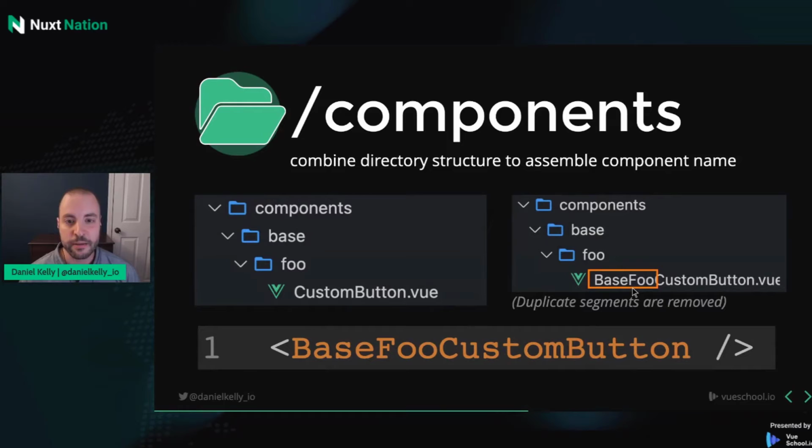Another thing that has stayed the same is the ability to combine your directory structure to assemble a component name. So here we have a components directory, and we have a base and foo directory, and then a CustomButton.vue. Okay, now whenever this component is auto-imported, it will be auto-imported with this full name here, BaseFooCustomButton. And duplicate segments are removed. So if you wanted to name the component so it looks exactly like how you would use it, but you still wanted to organize it in this directory structure here, you can do that as well.